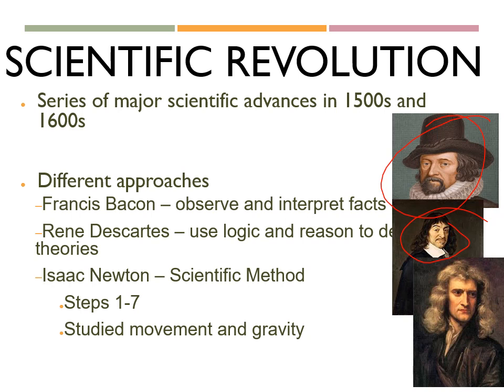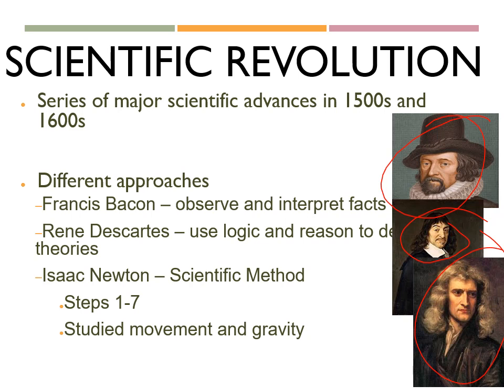Okay. And so the third person here is probably the most important, and you've learned about him probably in science class. His name is Isaac Newton. And Isaac Newton is responsible for creating the scientific method. And the scientific method is seven steps. And so hopefully you can write these steps down as I'm saying them. If not, you can always click back and re-listen to them. But the first one is to state the problem. The second is to gather information about the problem.